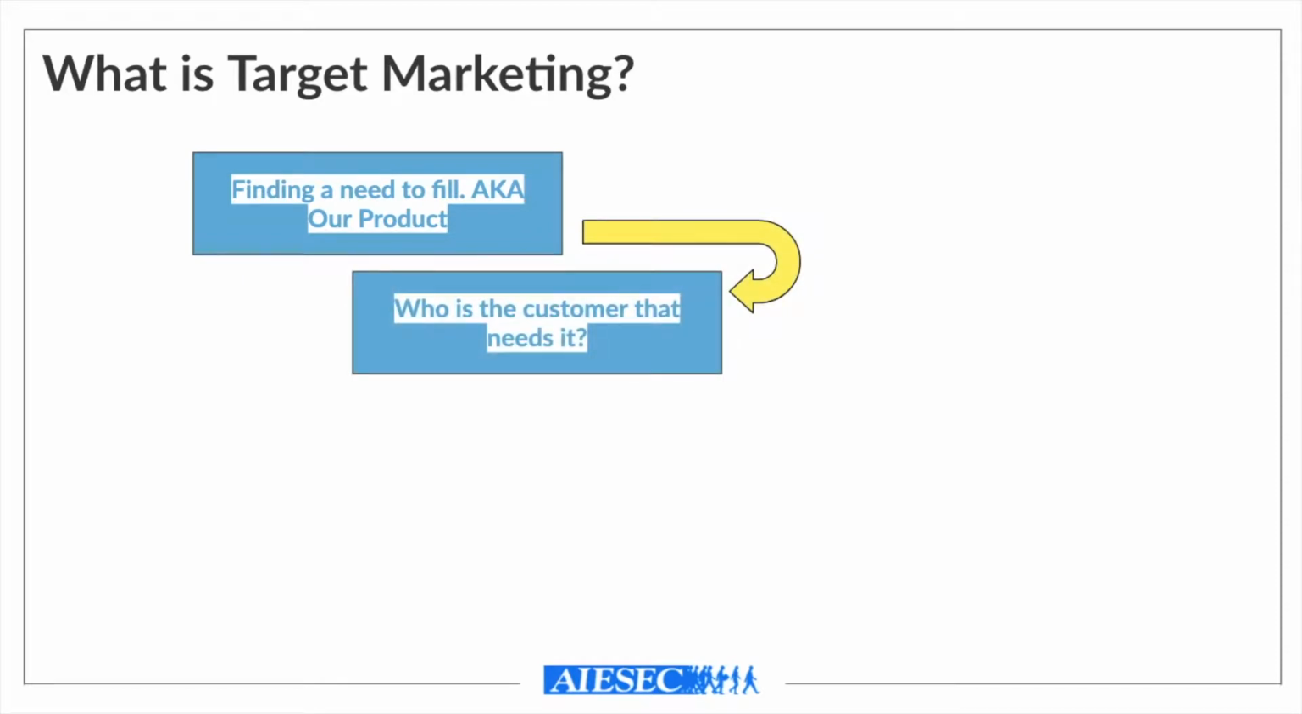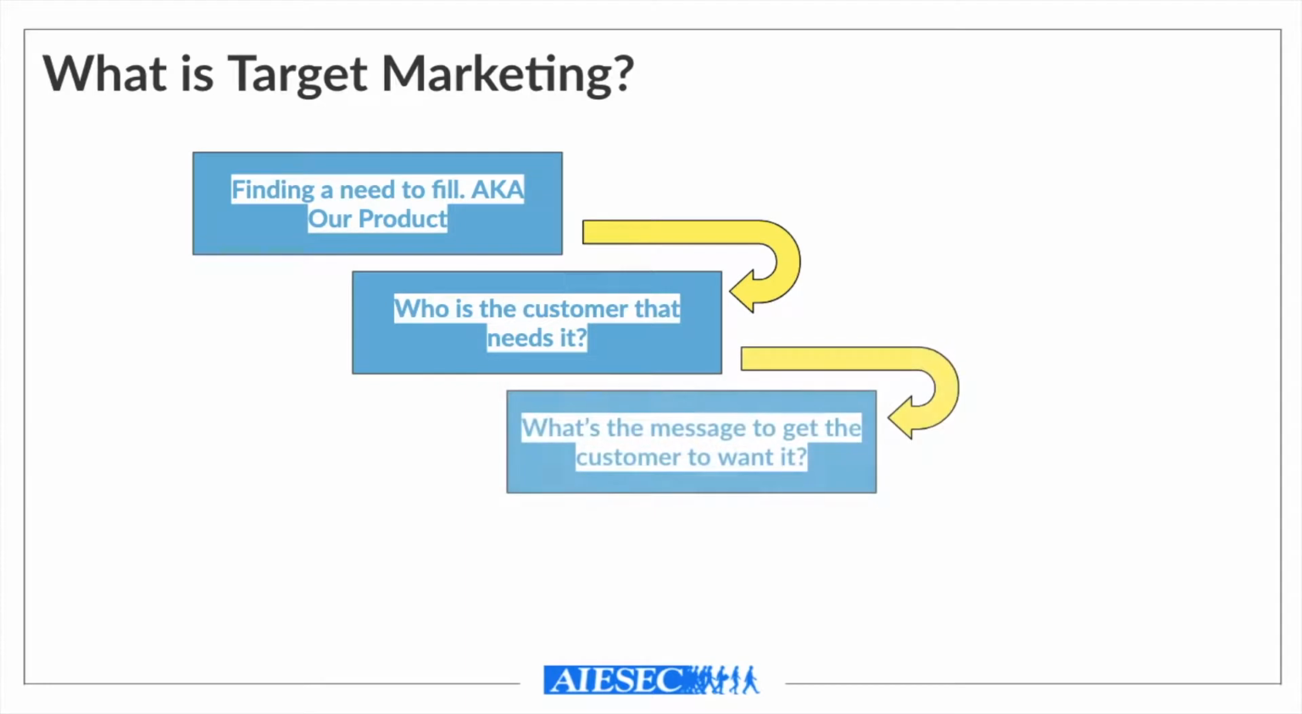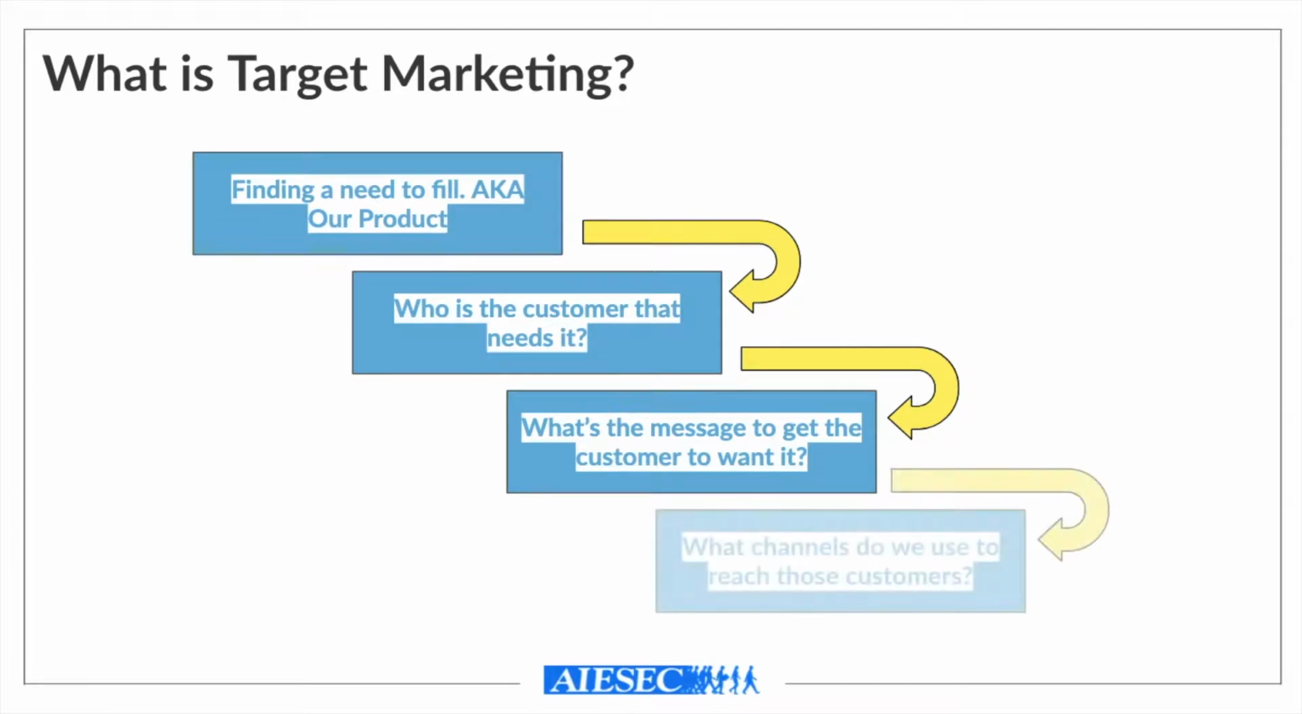Who is the customer that needs it? The youth, but we really don't know a lot about that customer. What's the message to get that customer to want it? We don't know enough about our customers to know what message to portray. And the last is, what channels do we use to reach those customers? What channels do our customers use? Which channels' messages do they actually listen to? So, if we do all of these things, that's target marketing.